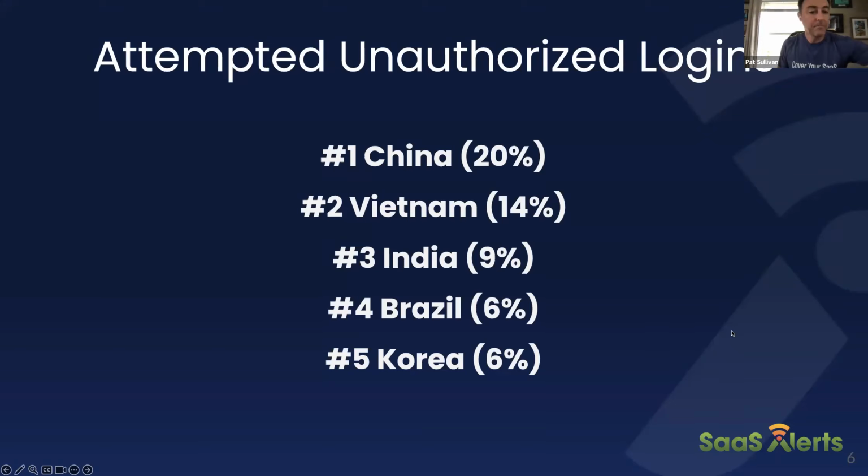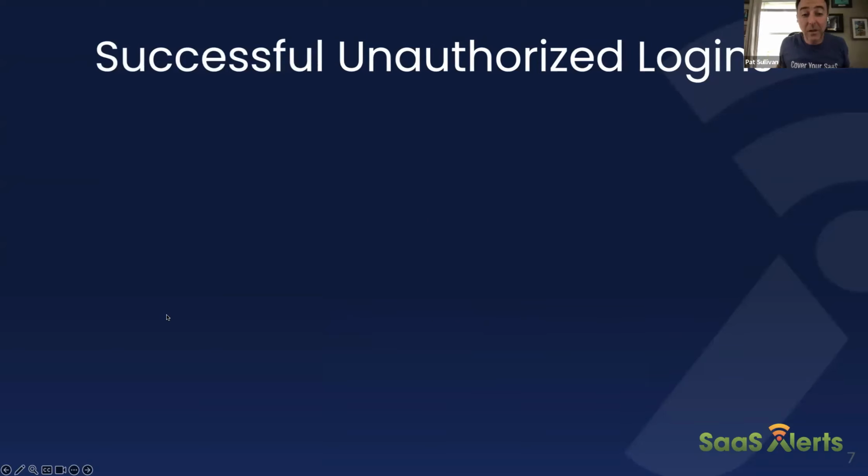All right, next slide. We'll do this game one more time. Successful unauthorized logins. So these are the same thing, except this country was actually able to get in, and they were number 1 at 26%. Let's get some guesses again for successful unauthorized logins. Give everyone a minute to answer.